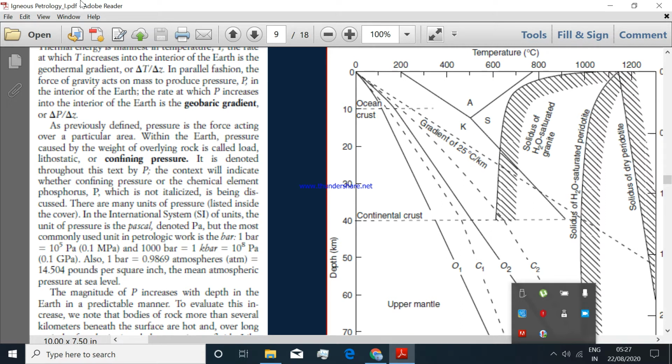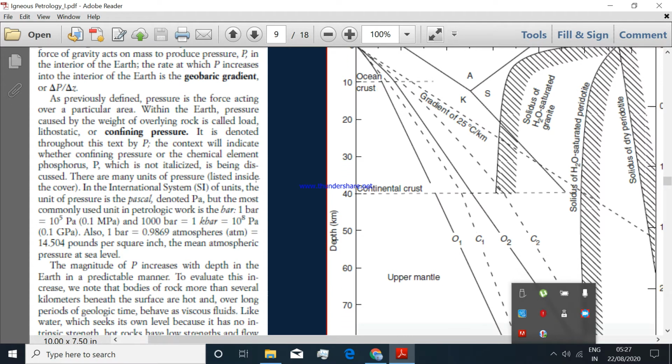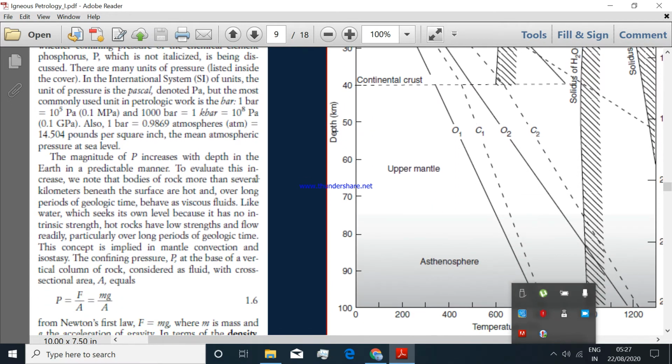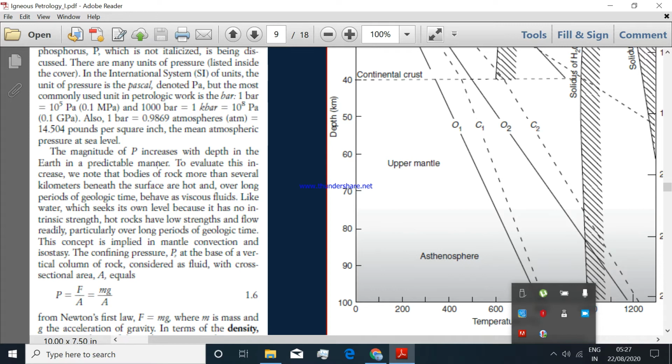And now, as previously defined, the pressure is the force acting over a particular area within the earth, and pressure caused by the weight of overlying rock is called load. That is called lithostatic load or confining pressure, and it is denoted through this text by P. Do not compare this pressure with diametric stress, where directionally the stress might be different in quantity, and the magnitude of pressure increases with depth in the earth in a predictable manner.